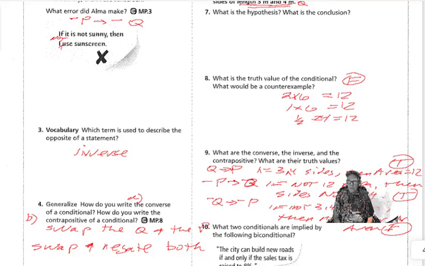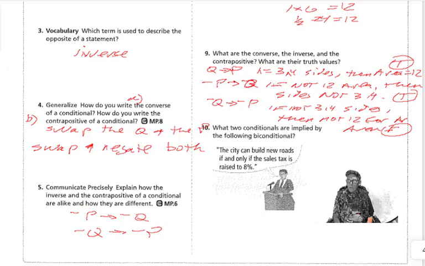Let's look at the next one. What are two conditionals implied by the following biconditional? The city can build new roads if and only if sales tax is raised to 8. So if can build roads, then tax raised. That's one form. Or if tax raised, then roads built.